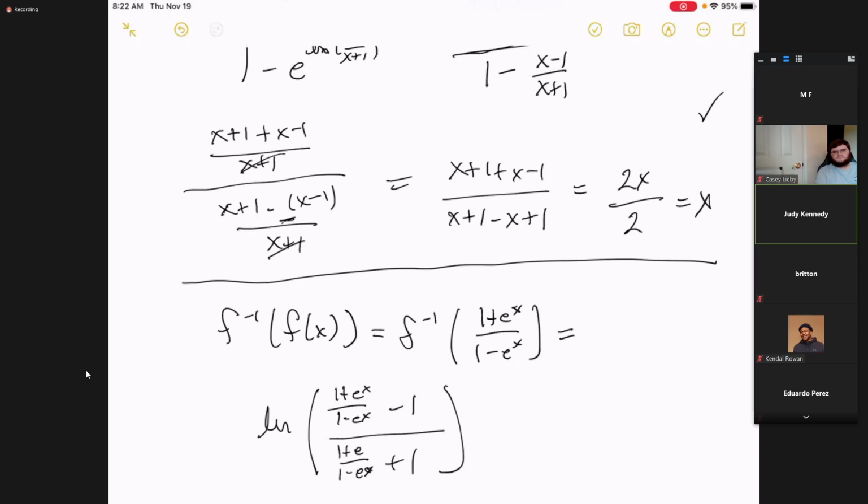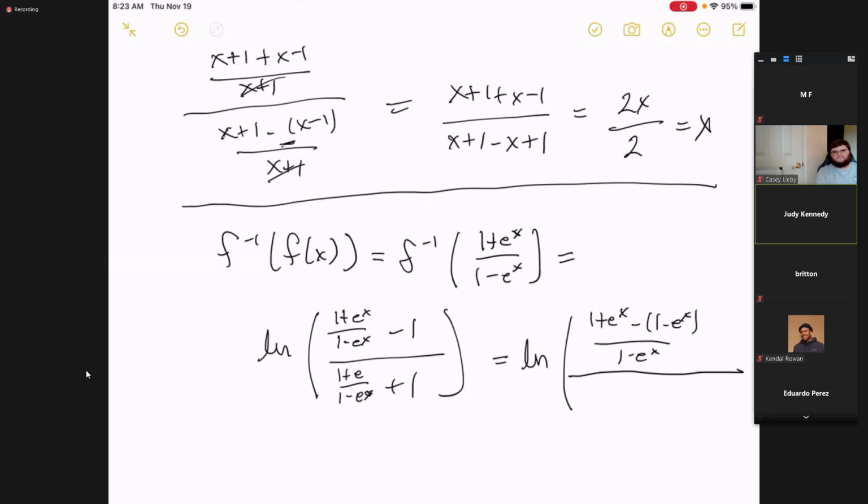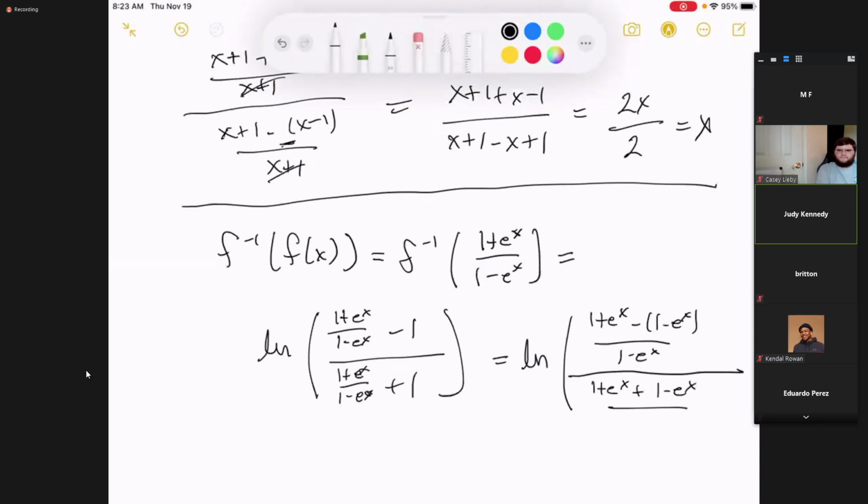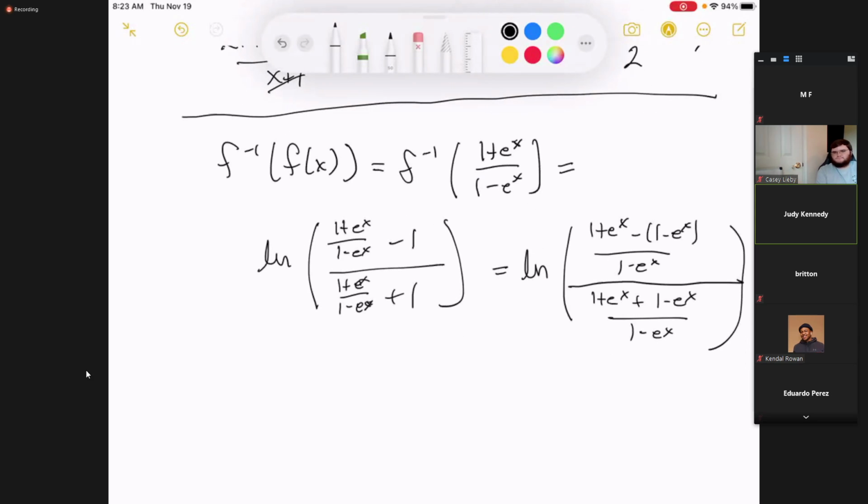And that's supposed to be equal to x. But let's see, I have a bit of doing to get there to show that's true. So I'm going to work on what's inside the log first. Get a common denominator in both the numerator and denominator, again the same thing. So then that's going to be 1 plus e to the x plus 1 minus e to the x all over 1 minus e to the x. And now the denominators are the same, so they're going to cancel out.